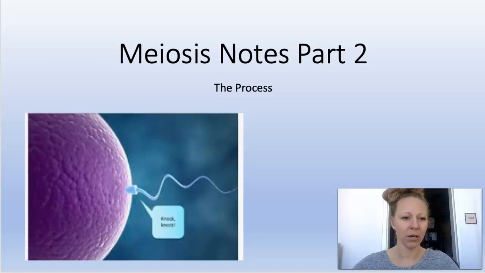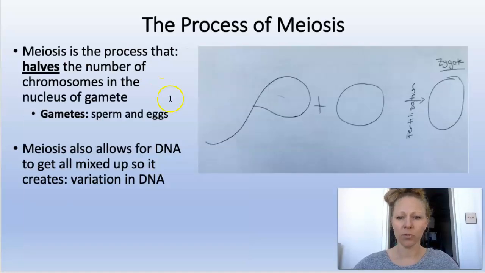And so here, let's do a little review of some vocab. Let me get a draw tool. So what we're doing today is we're talking about how gametes are produced. And remember that gametes are sperm and eggs.